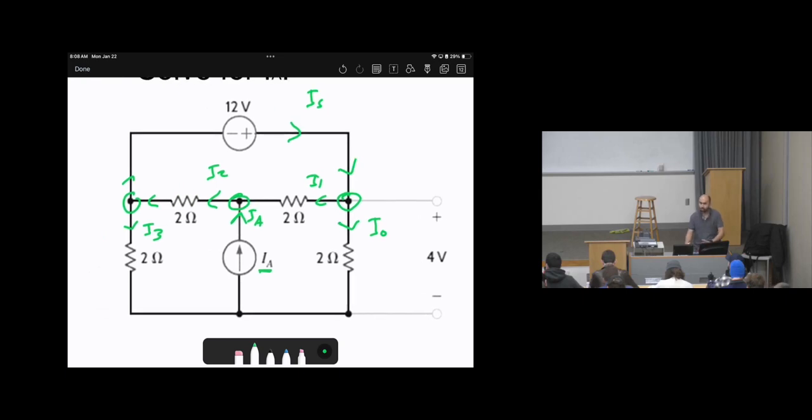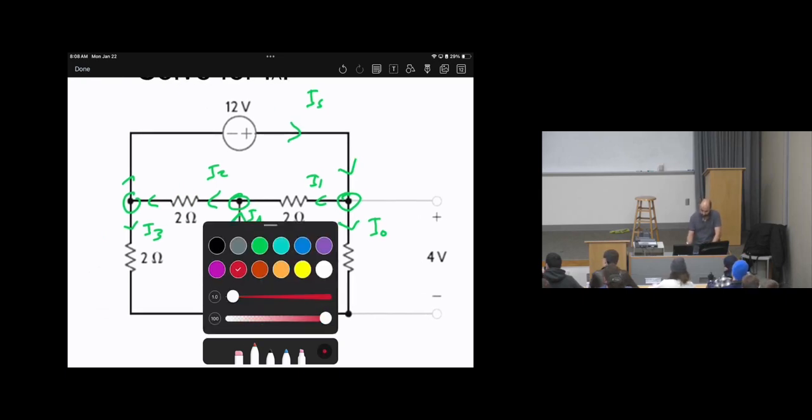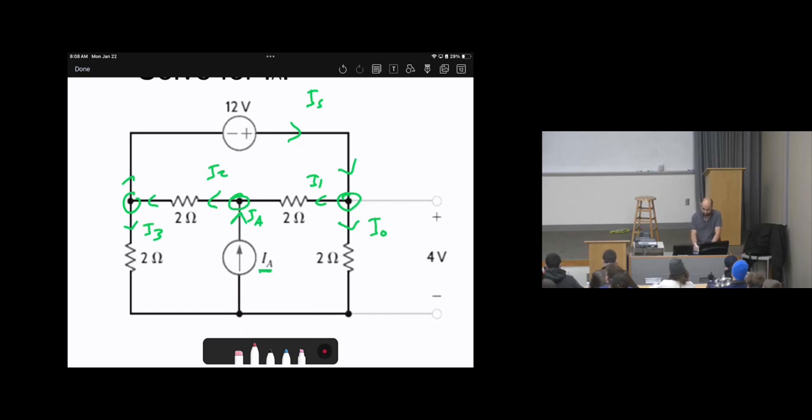Now, I'm ready to assign voltage polarities. Let's start with the 2 ohms resistor here. I need to assume the voltage polarity such that the current enters the positive polarity. Since the current goes down, it will be plus at the top and minus at the bottom. I'm going to call this V3.